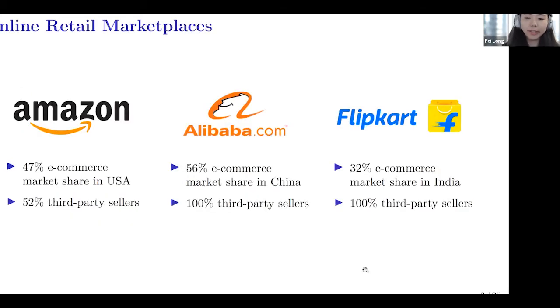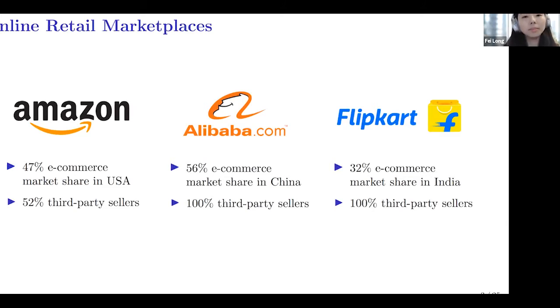Okay, so I don't really need to motivate online retail marketplaces. It's just getting so popular everywhere, and it's getting more and more popular over the years. So in different countries, we're seeing there are some big dominant marketplaces. In the US, we have Amazon, almost half of the e-commerce market share. In China, Alibaba, more than half share. In India, there's Flipkart, almost 1/3 of the share.